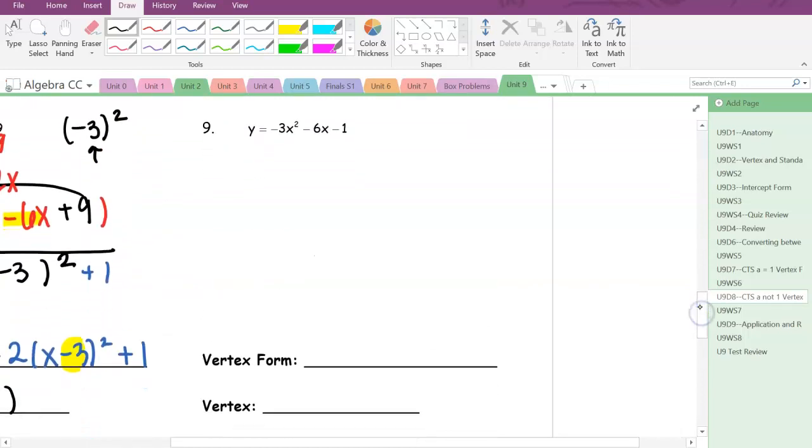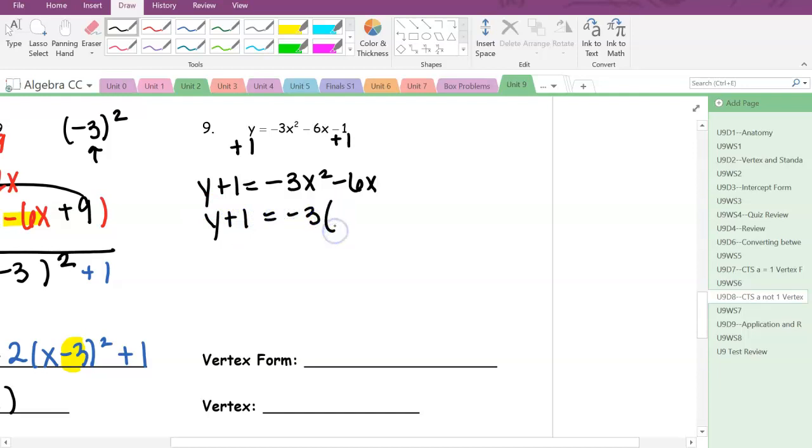All right, one more like this. Move over your constant. Factor out that a value. Be careful with this one, it's a negative. So when we take out a negative 3, when we divide, it's going to be a positive 2x. Okay, take your b value, divide it by 2, and square it. That's a plus 1. Okay, but it's not really a plus 1, it's really a negative 3 times 1, which is a negative 3.